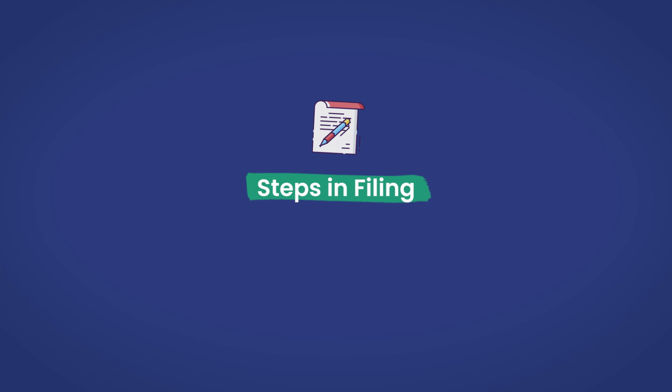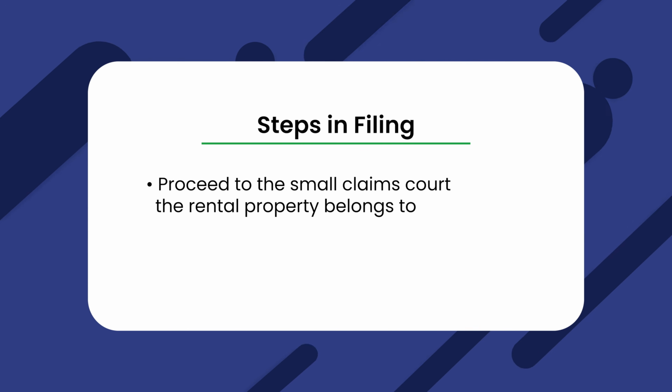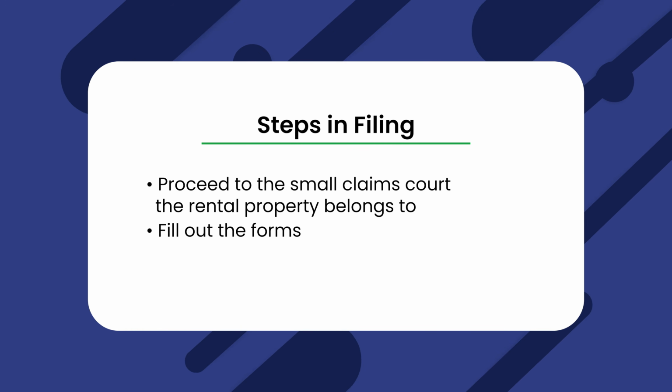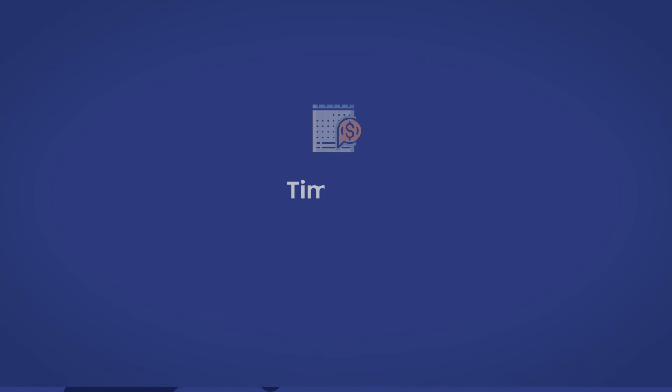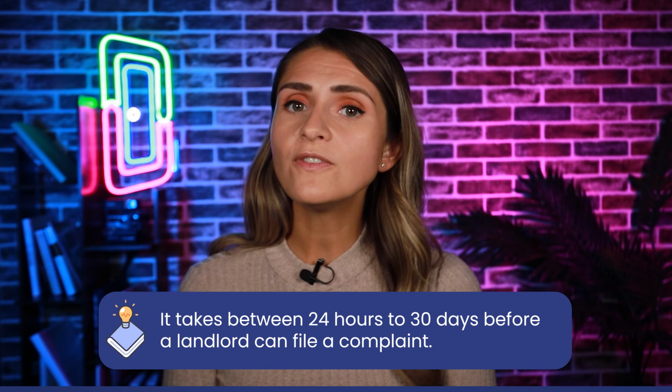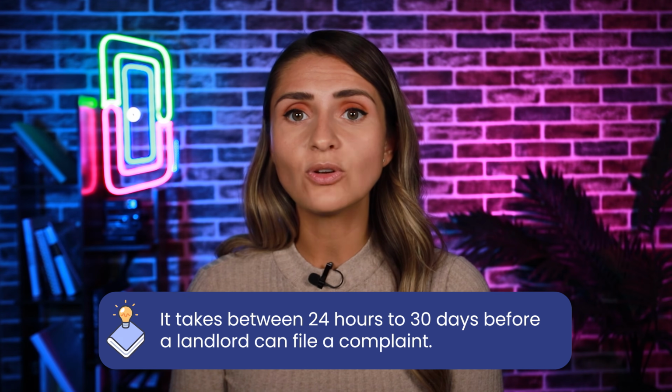Steps in filing. Proceed to the small claims court the rental property belongs to. Fill out the forms, and pay filing costs. Timeline. It takes between 24 hours to 30 days before a landlord can file a complaint. This depends on the notice given to the tenant. The landlord must wait for the notice period to end before filing for an eviction case.